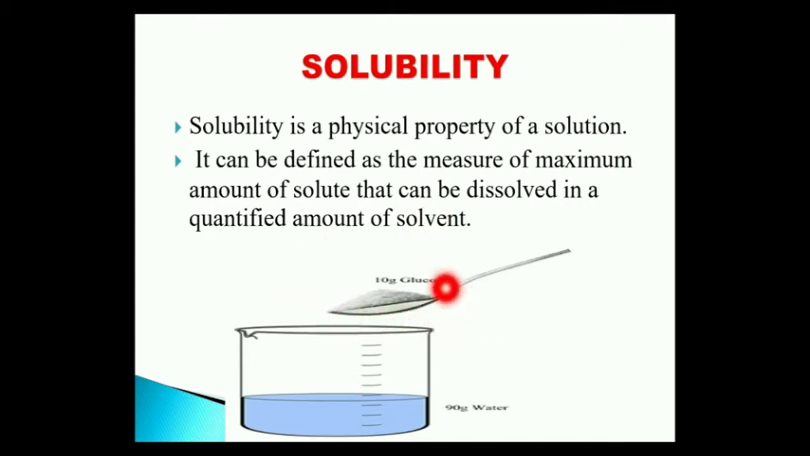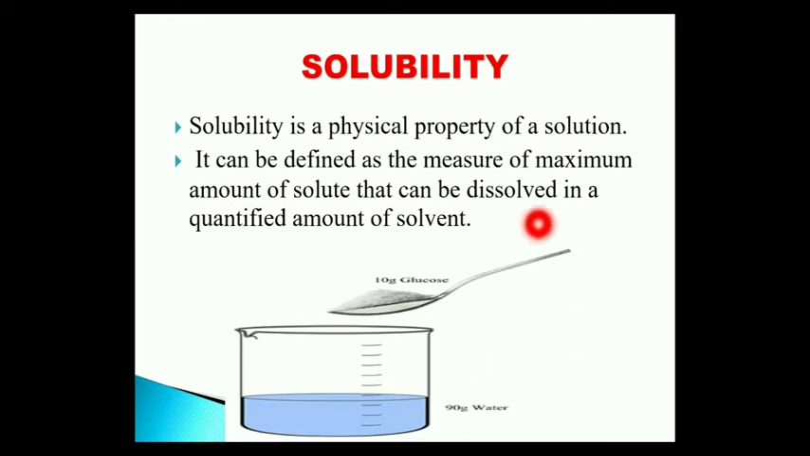So consider this example where you're adding 10 grams of glucose into 90 grams of water. So maybe 90 grams of water can dissolve 20 grams of glucose, but we are adding only 10 grams of glucose here. So the maximum amount of solute that you are able to dissolve in 90 grams of water at a particular temperature is called its solubility. Since we are adding only 10 grams, maybe 20 grams is the maximum amount of solute that we are able to dissolve in 90 grams of water at room temperature.